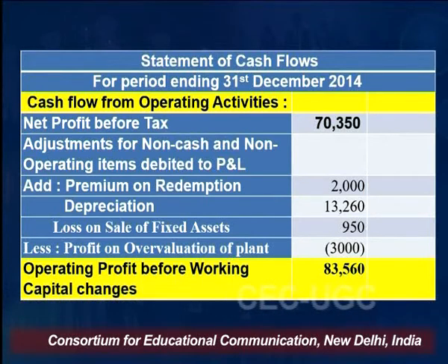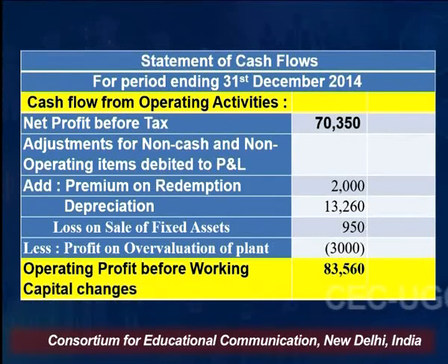And there was an overvaluation of plant, so profit on overvaluation of plant must have increased our profit. So we have to reduce it, we have to nullify the impact. So profit on overvaluation of plant has been subtracted to the extent of 3,000, and now we have got operating profit before working capital changes.